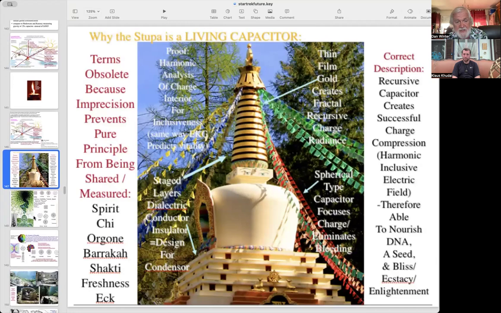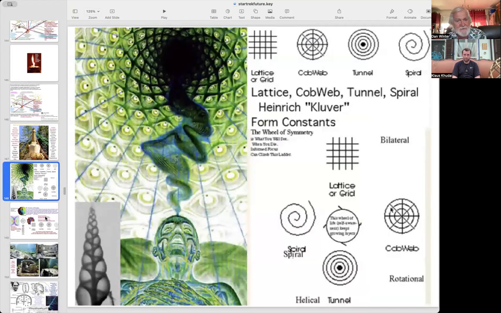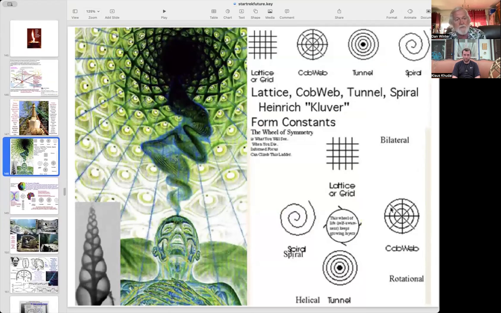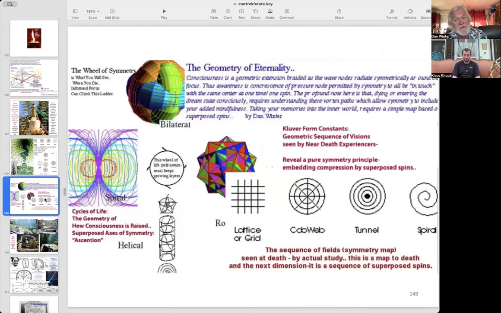implosive conjugation. And so again, the stacked gold layers of a real stupa, not the modern ones where they put steel rebar in the damn thing, which is a horrible sin. In the real stupa, there is a profound implosive capacitance, the very definition of sacred space. And so here is fractal compression and lining things up, if you would like to plan a successful death, if you know the electrical engineering of successful death, the Heinrich-Klüver form constants.